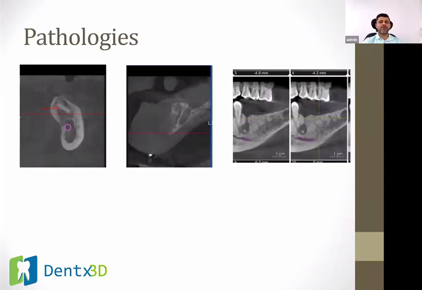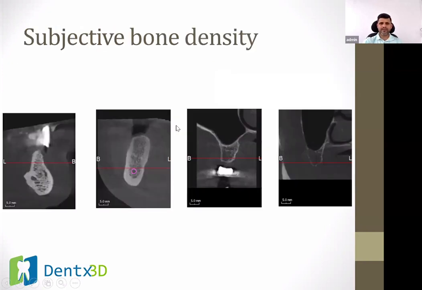One more thing we can see is the presence of pathologies. Here there is a root piece present. Here there is a periapical infection, right? Severe osteomyelitis. And here there is discontinuity of the labial cortex with the extraction socket in place.